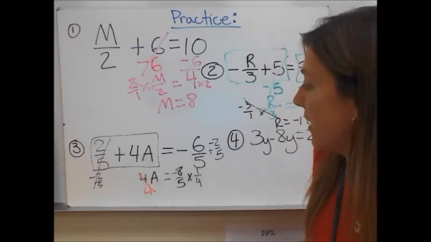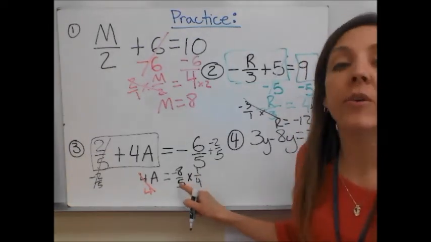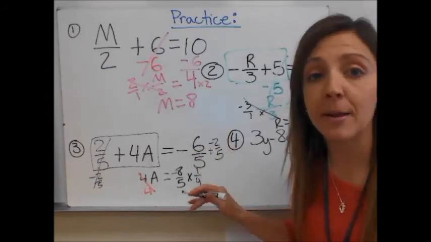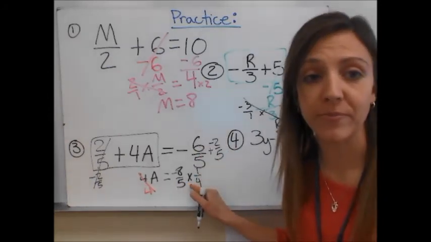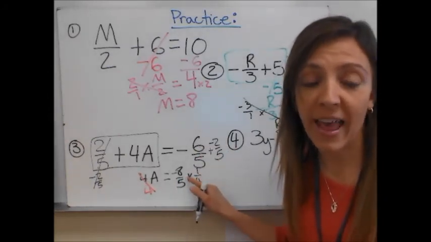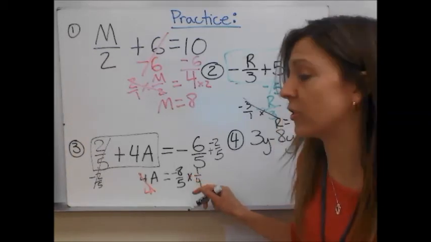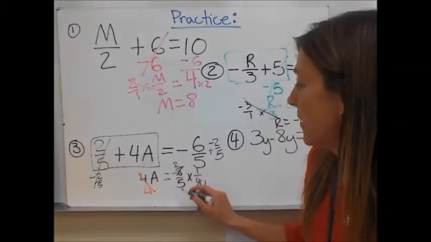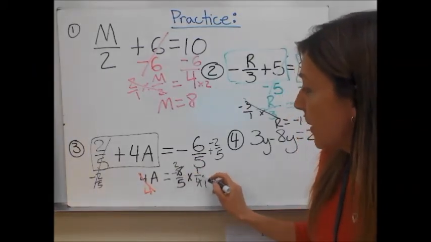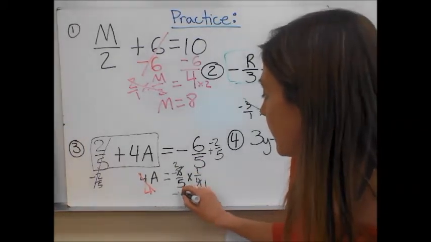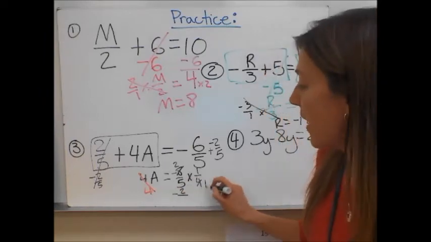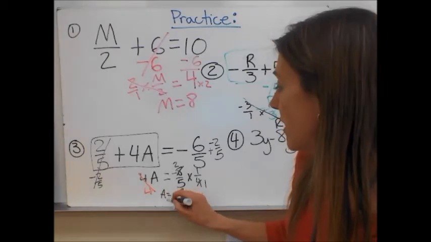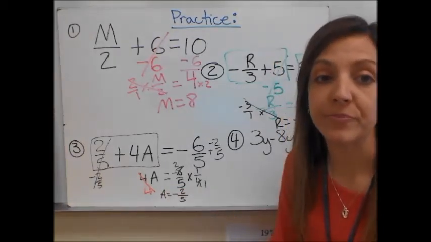So I'm just going to erase it and rewrite it. So negative 8/5 times a 4th. I can top and bottom simplify now because it's multiplication. So I have a 4 and an 8 on top, and they have a common factor, which is 4. 4 goes into 4 once, 4 goes into 8 twice. I get negative 2 times 1 is negative 2, and 5 times 1 is 5. So a equals negative 2/5.